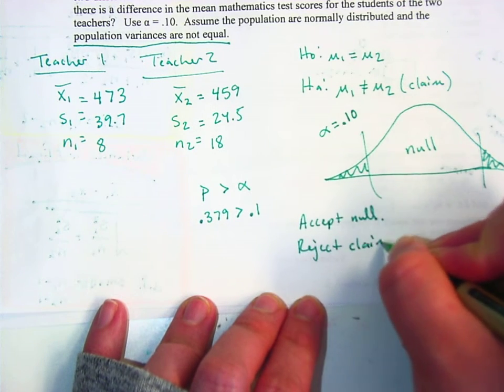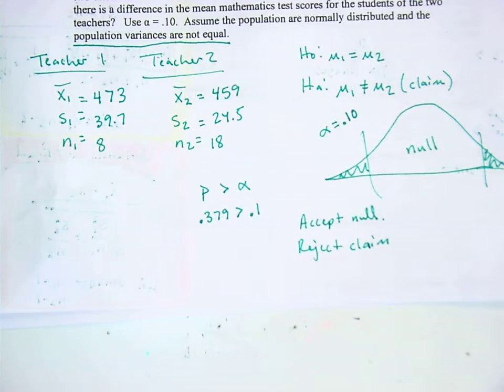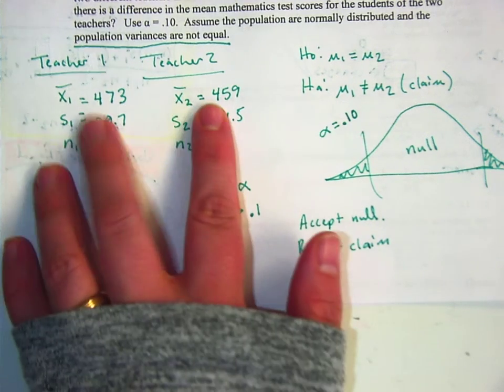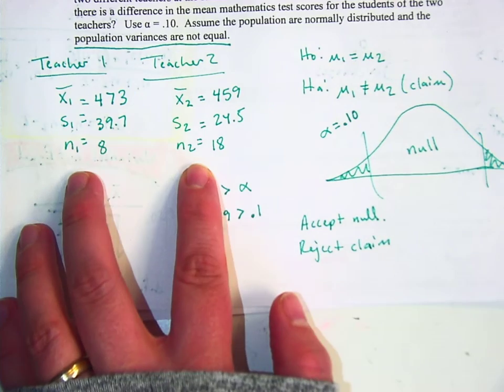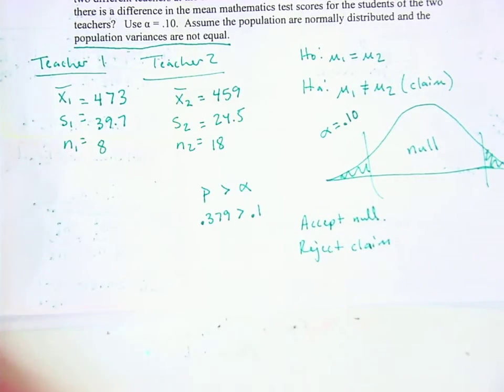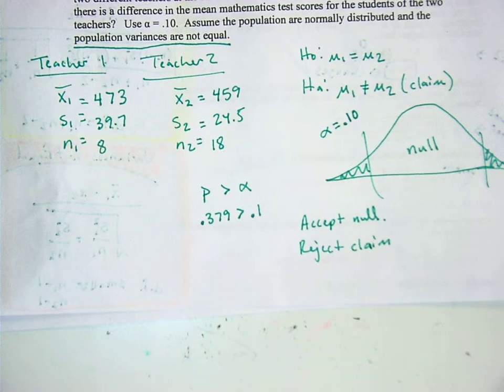So we are rejecting the claim that the teachers' scores are actually different at all. Sure, their scores are literally different, but this is just a sample, not a population, right? And they're close enough that we cannot conclusively decide that they would be different. Okay.